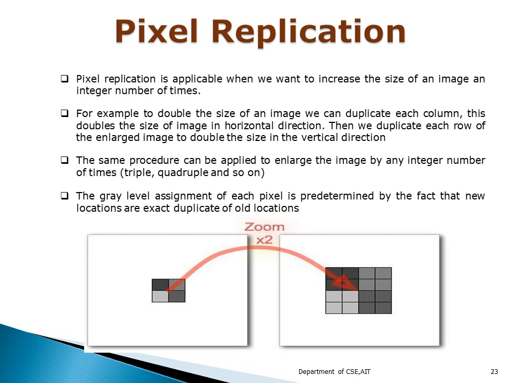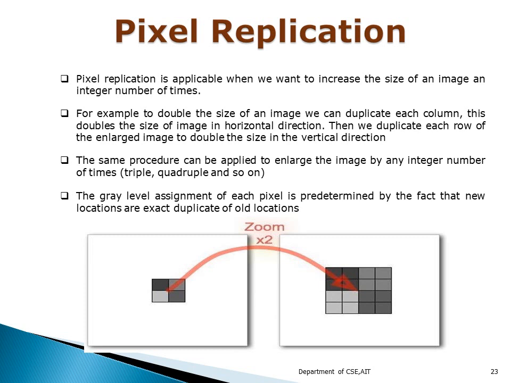The next method of zooming is called pixel replication. The replication is nothing but duplicating. So we are going to increase the pixels of the same type. We are going to duplicate them. We are going to make multiples of them, and then we are going to put it, and that is called the pixel replication. So whenever we want to increase the size of an image by any integer number of times, by 1 time, 2 times, like this, then you can go for this pixel replication.